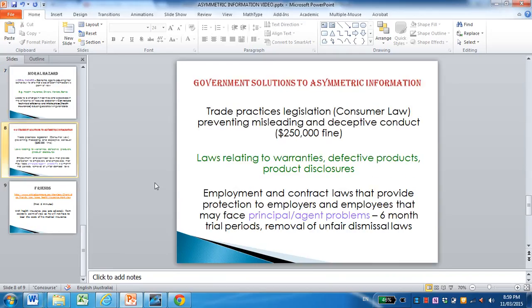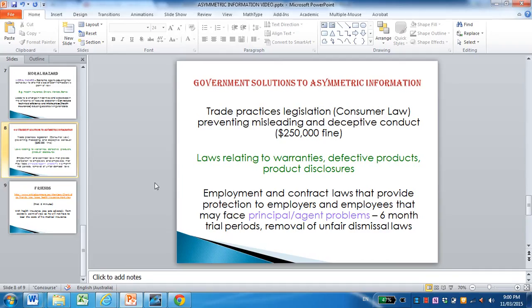So just to finish off, there are some private ways that you can reduce asymmetric information. Your notes talk about screening and signalling, as well as private reviews of companies to try and find out more information, so fewer people are exposed to asymmetric information. But I just want to talk about some of the ways the government intervenes to try and prevent asymmetric information. The first one is what we call trade practices legislation. The ACCC, the Australian Competition and Consumer Commission, have rules that prevent misleading and deceptive conduct.